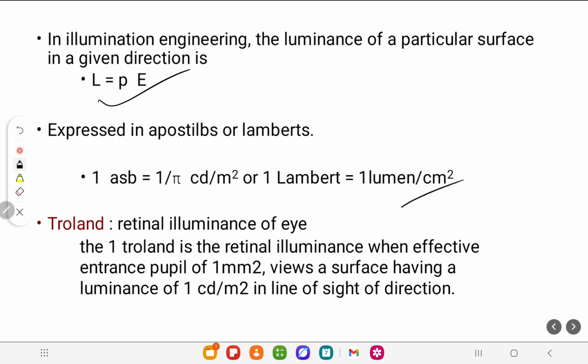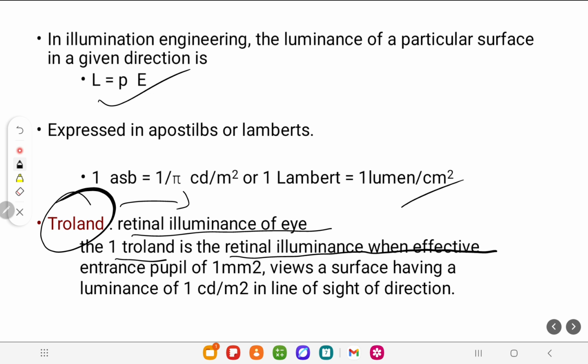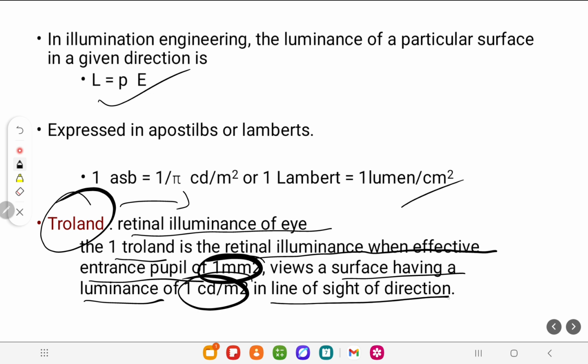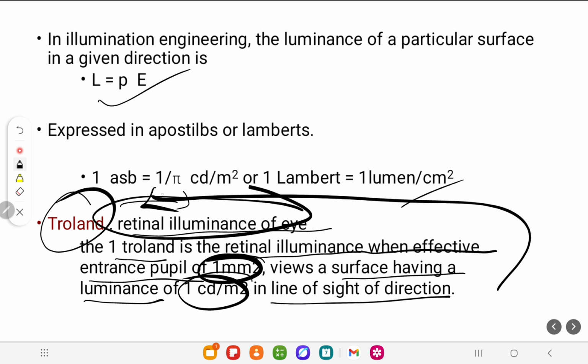Only one thing I want to express is the Troland. What is a Troland? It's a unit of retinal illumination. One Troland is the retinal illuminance when the effective pupil is 1 mm square and the patient views a surface of luminance 1 candela per meter square along the line of sight. In that condition, the retina has one Troland of illumination. You will see that unit a lot in low vision books.